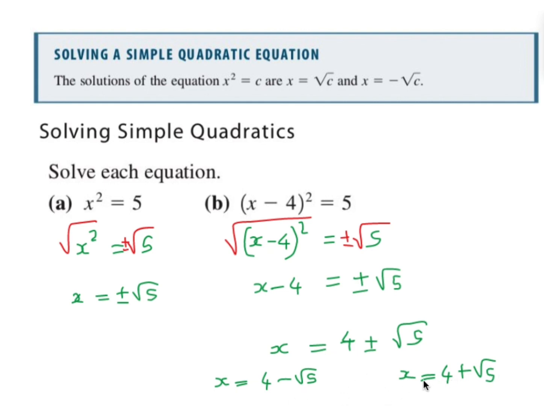These are the solutions. So remember one more thing, in a quadratic equation the highest power is 2, so we get two answers. Maybe the same or maybe not the same, but we get two answers. In a linear equation we get one answer because the highest power is 1. In a quadratic equation the highest power is 2, so we get two answers. Always remember this.